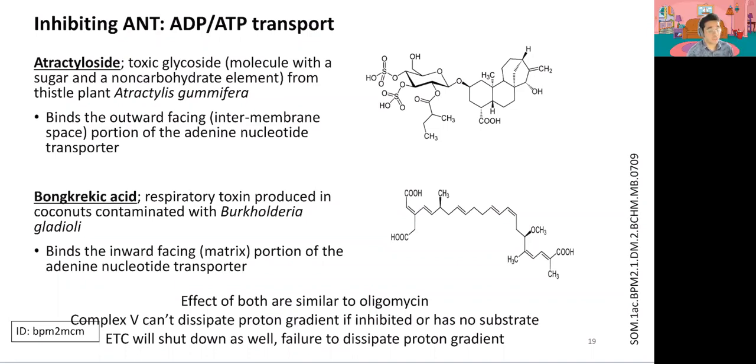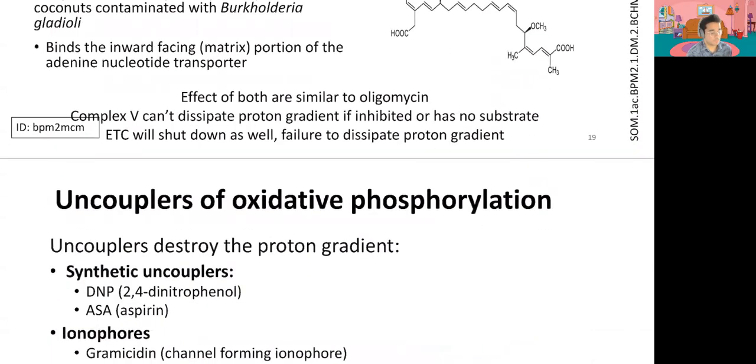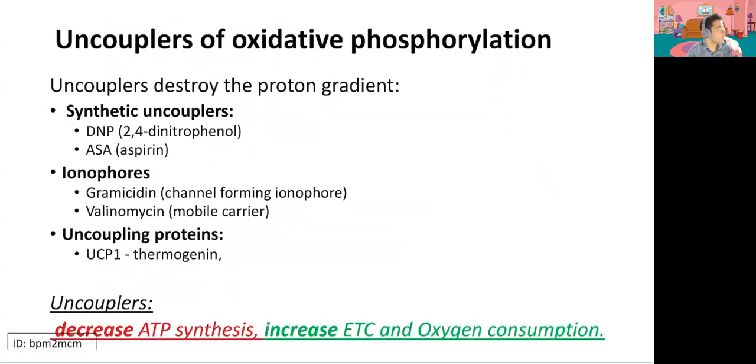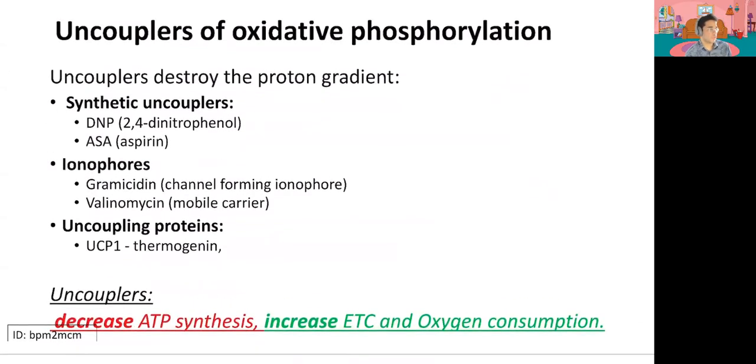So the effects are very similar to oligomycin, but you just aren't setting up a gradient, right? So complex 5 can't dissipate the proton gradients. Just keep that in mind. The ETC will eventually shut down, and that can lead to mitochondrial toxicity. Uncoupling of oxidative phosphorylation. Okay, these ones commit to memory.